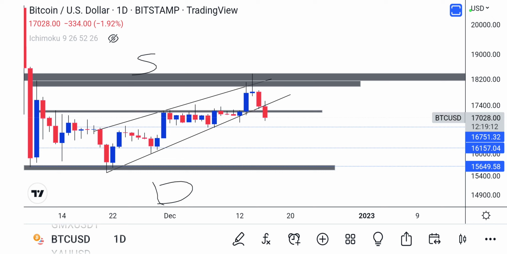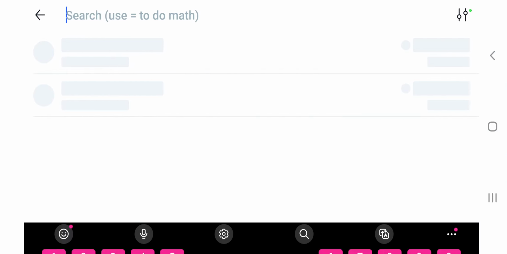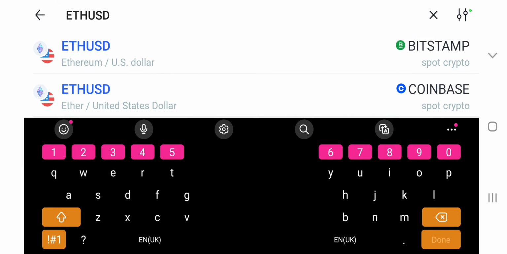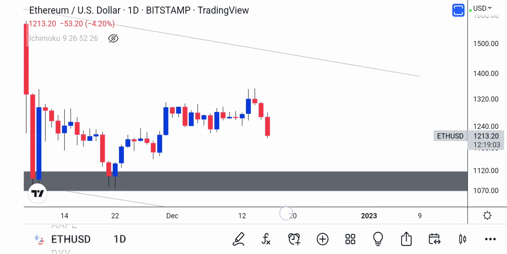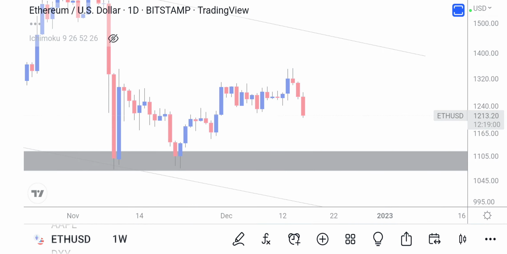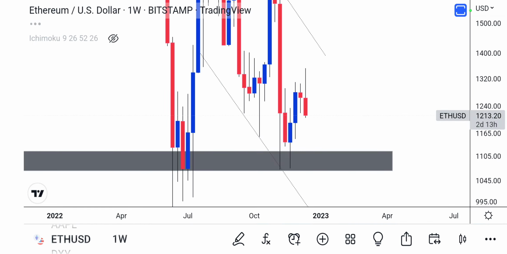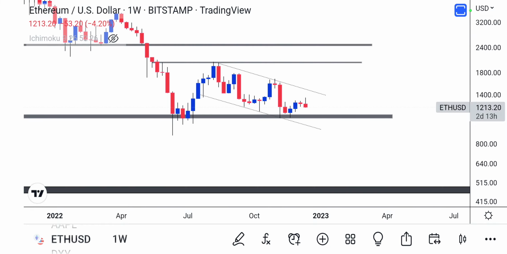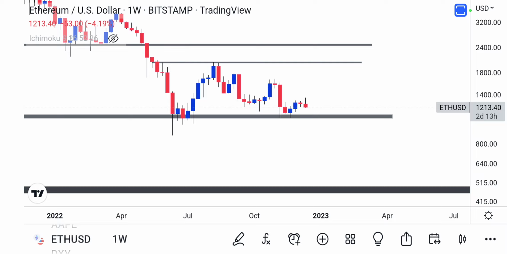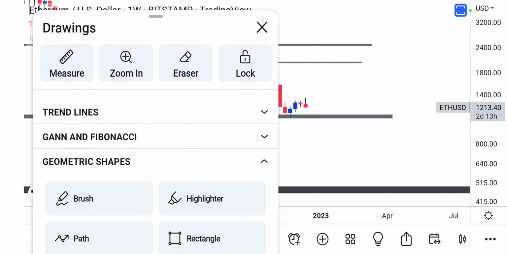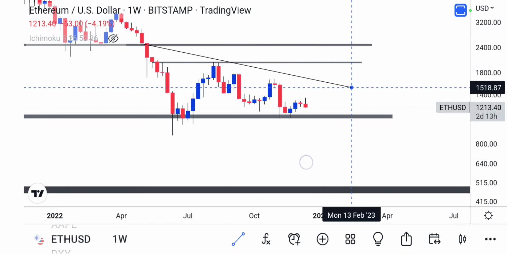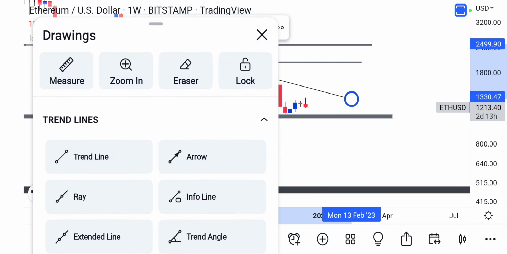The XY BTC. Yeah, let's look at ETH. First one, Bitstamp 2, still the same thing. We're still looking at this, but on the weekly time frame it looks a little bit different. Let me remove this. I was seeing something like a symmetric triangle here.